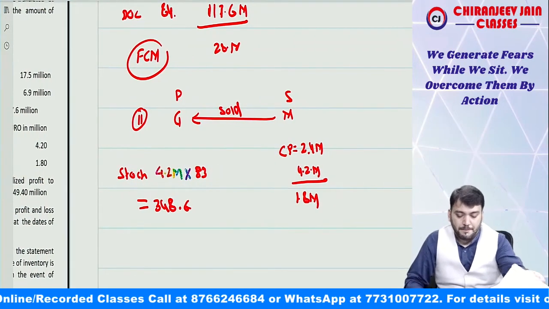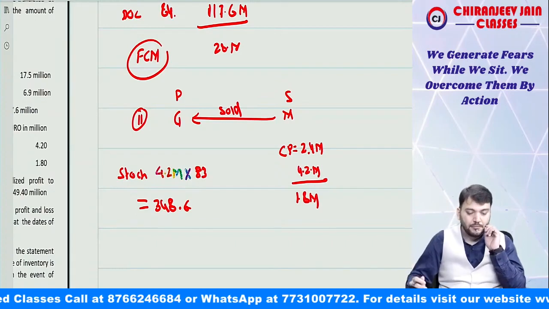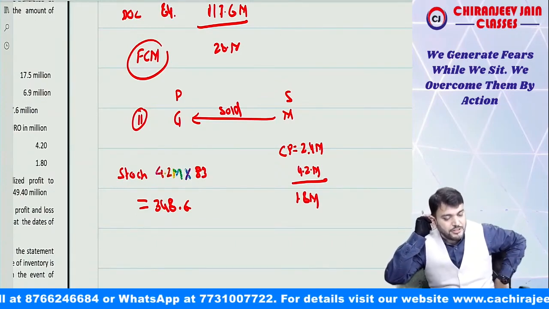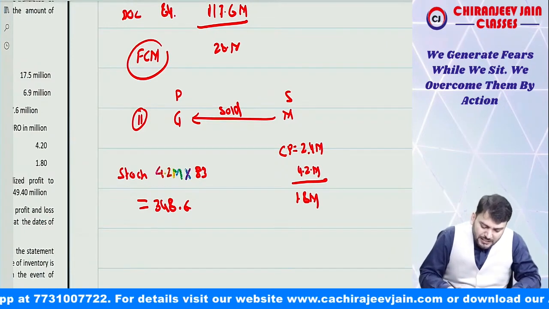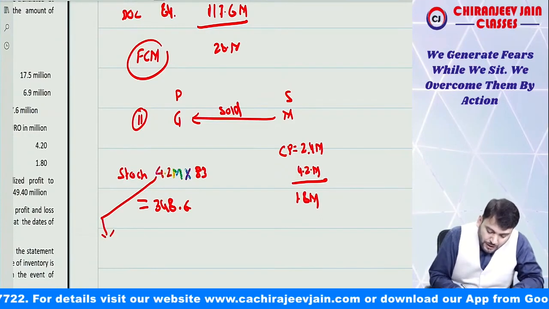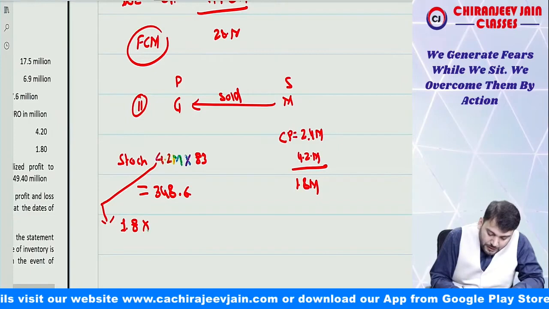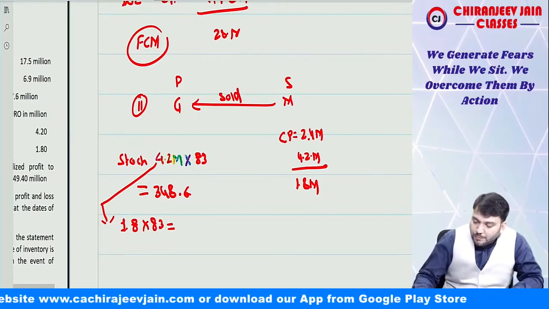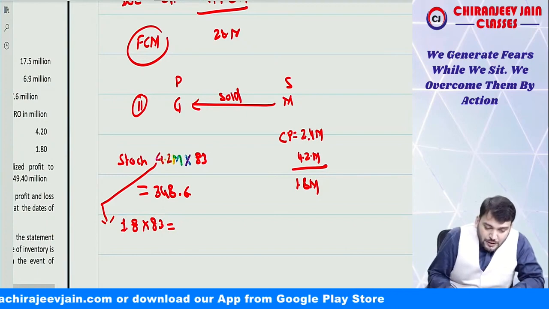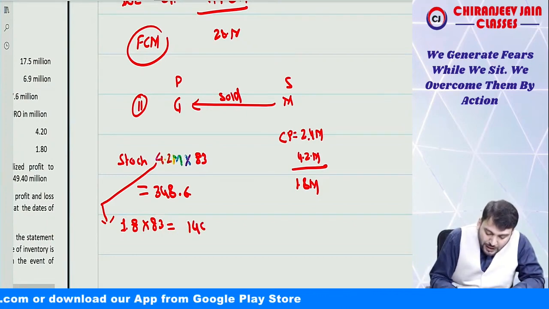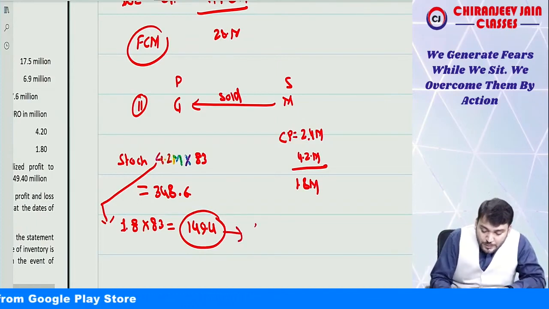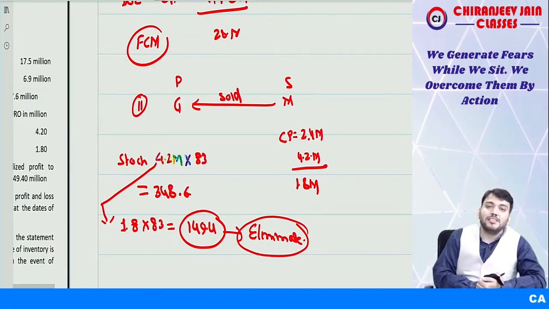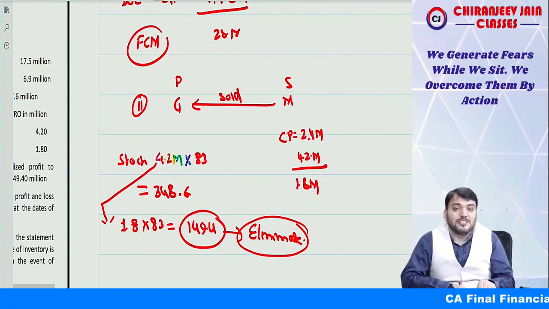Any doubt in this? This includes a profit of 1.8 into 83, that is 149.4. So 149.4 is included in this, and this needs to be eliminated. I hope you have understood. This is the unrealized profit which needs to be eliminated.